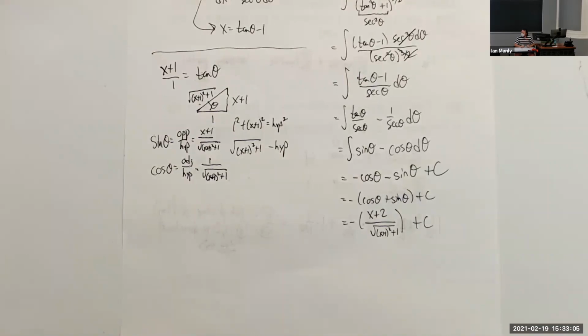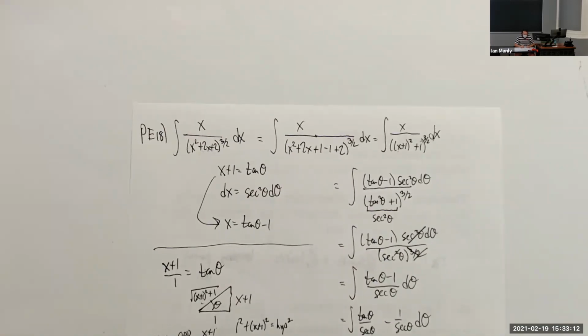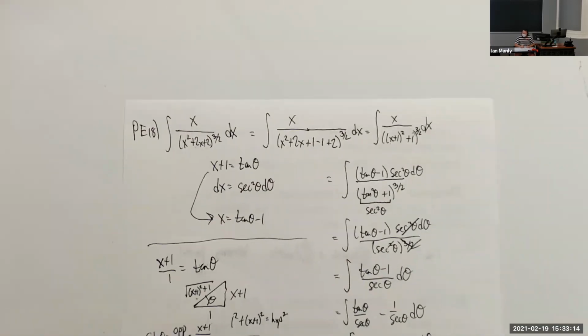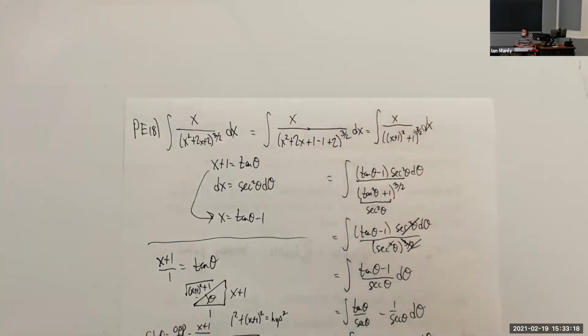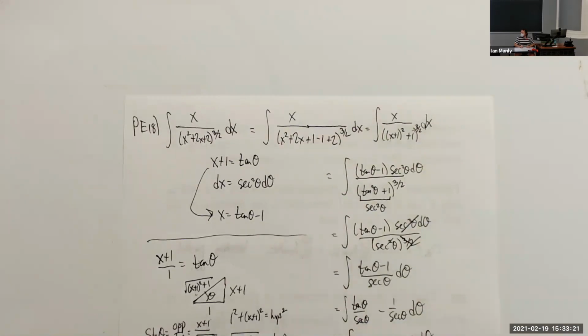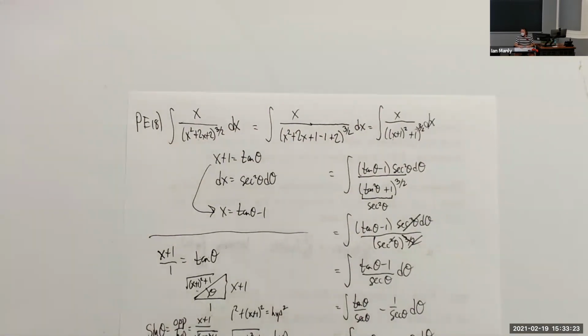Could you do u sub instead and set u equal to x plus 1? Let's see here. Then your du would be 2x plus 2. So you could go that route and add and subtract 2 here, but eventually you're going to need to do some kind of a trig sub thing in the long run. So you could have started with u sub, that would have been fine, but you can't avoid trig sub for this one here.